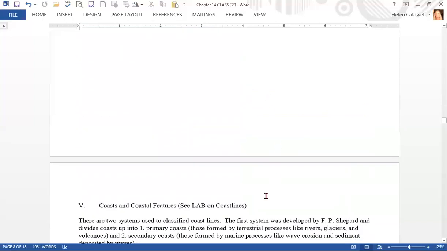We're going to save our discussion of coast and coastal features for your lab. So you will want to look at it there.